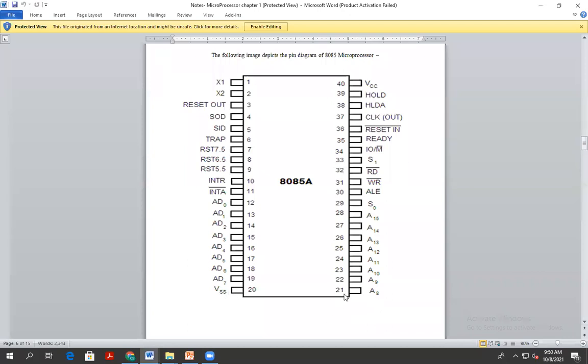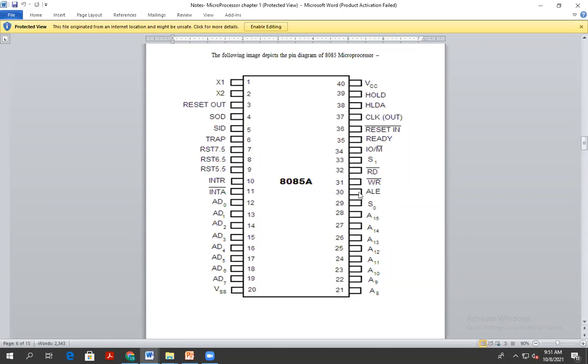Okay. So here pins 21 to 28, again we have to use address lines. That is A8 to A15, means again here 8 pins. 21 to 28, that is A8, A9, A10, A11, A12, A13, A14, and A15. All these are used for address lines. Okay, these are only for address purpose. And we have to use S0, that is for the signal clock.